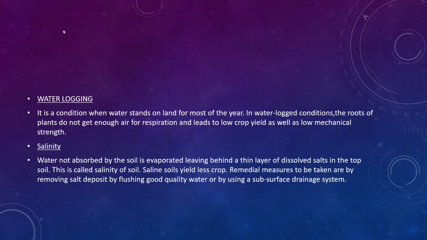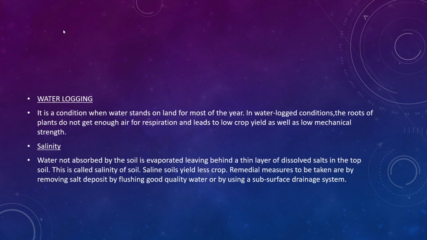Waterlogging. Waterlogging is a condition where water stands on the land for most of the year. In a waterlogged condition, the roots of the plant do not get enough air for respiration. How will they get air for respiration? Because it's full of water. So that will lead to low crop yield, as well as very low mechanical strength of the stem. I think you understood.